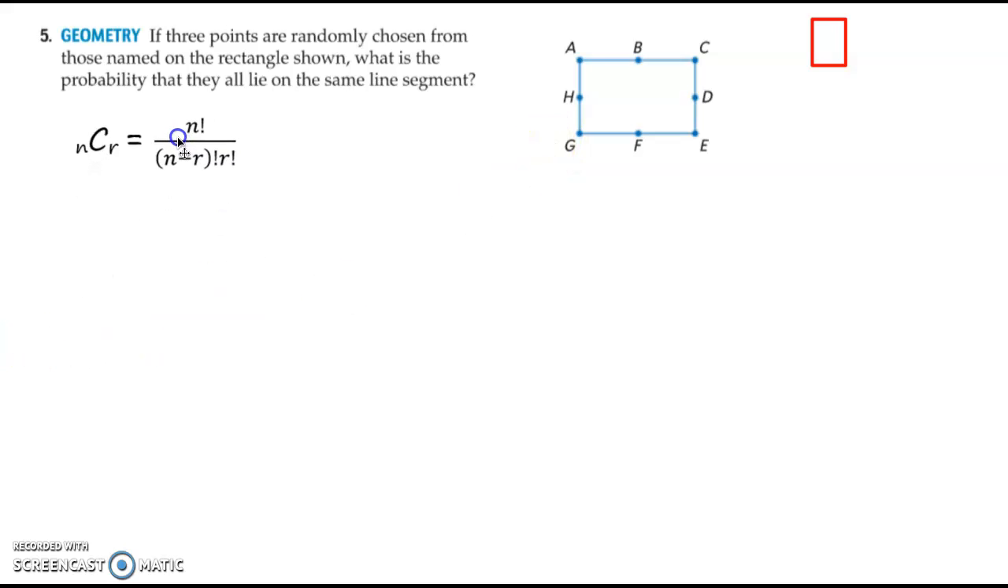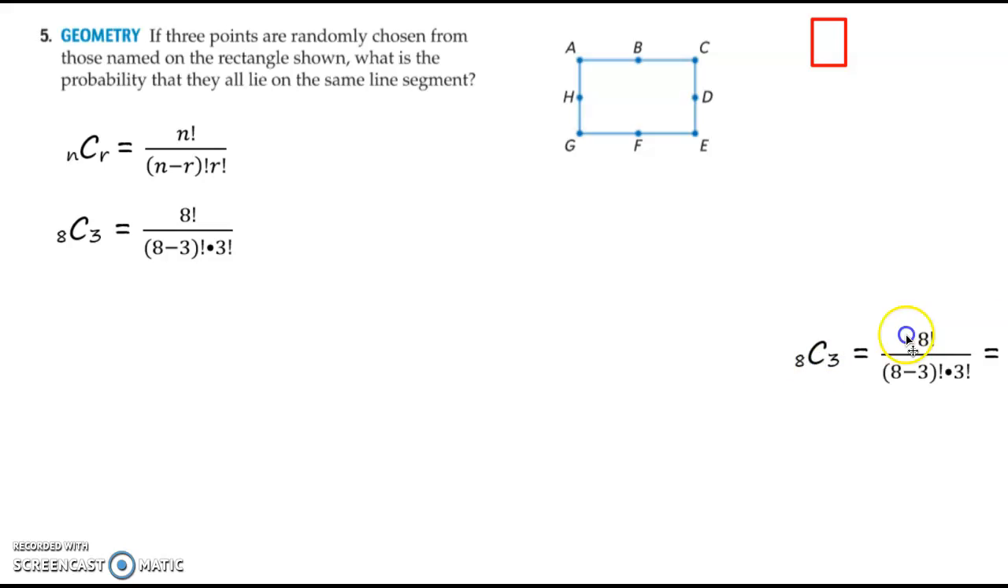First thing I would do is start with my combination formula. So I have 8 different points and they're checking for 3 of them on a line. So that means I'm looking for 8C3. Once I have my n and my r values identified, so n being 8 and r being 3, then all I would need to do is substitute in those values. When I do that, I get 8 factorial divided by 8 minus 3 factorial times 3 factorial.